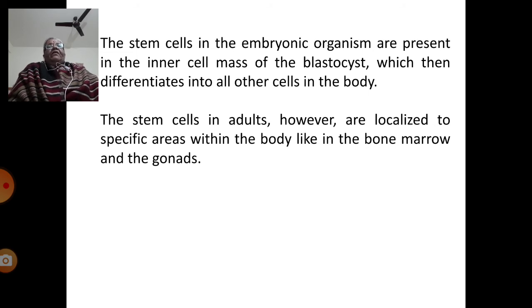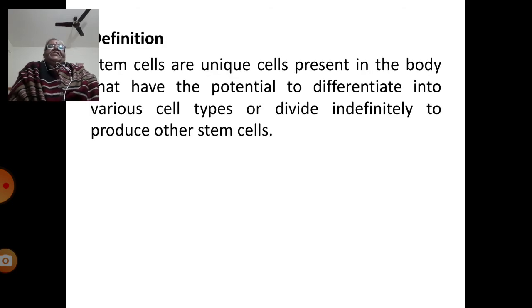I don't mean to say that stem cells are not present in adults and restricted only to the embryonic organisms. No, they are present in adults, but they are localized to specific areas within the body like bone marrow, gonads, like that. So they are found in blastocyst stage, also in adult stage, with regional specification. All right. Then what is the definition?